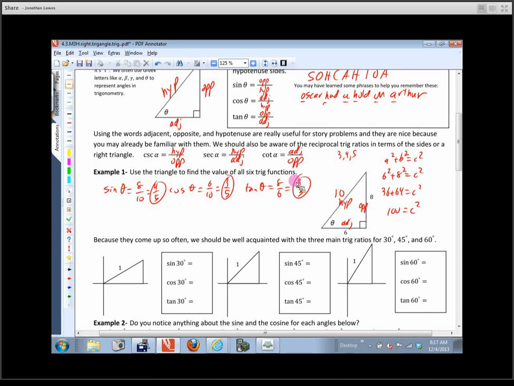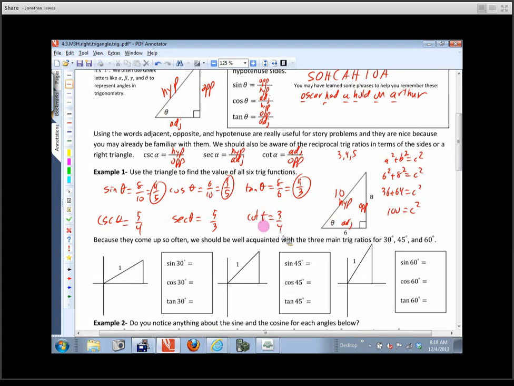Now, if I have those 3 basic trig functions, I should be able to quickly figure out what their reciprocals are. What's the cosecant then? 5/4. Just take that, flip it over. The secant would be 5/3, and the cotangent would be 3/4.